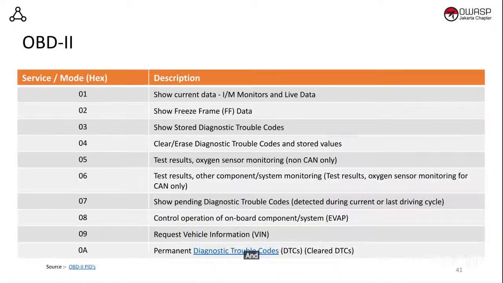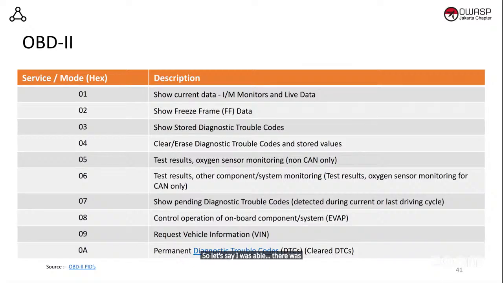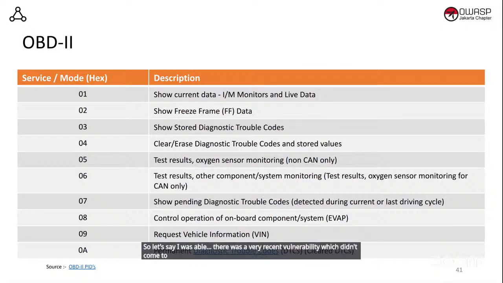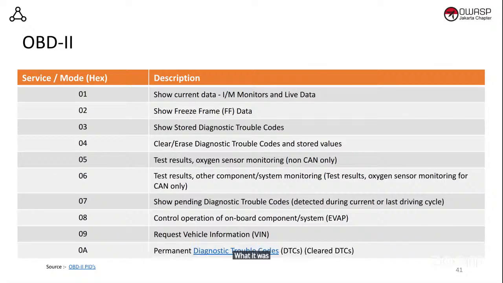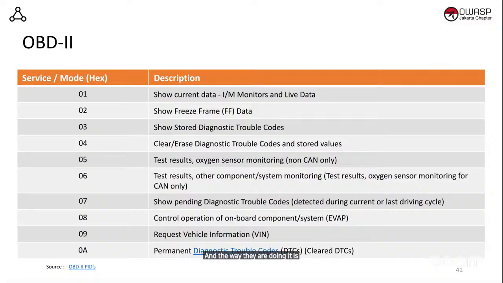And there are some service modes. This is all boring stuff. Unless you do it very practically, you will not feel it. But there is something which is very important here. So let's say there was a very recent vulnerability which didn't come to the limelight, but I'll give you a brief of what it was. There was a particular vehicle manufacturer. They were selling a new feature that you can unlock your car using your mobile app. And the way they are doing it is with the customer's registered mobile number and the vehicle identification number.